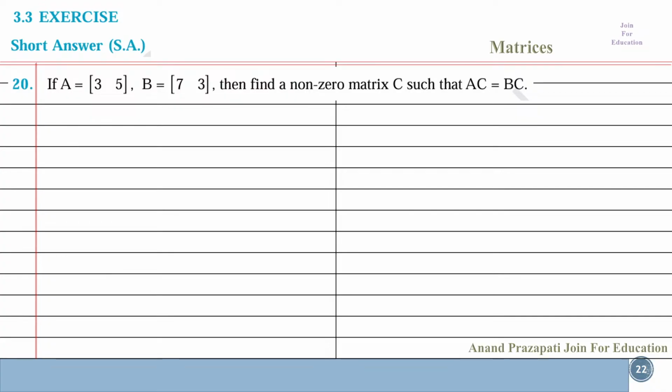Let's see question number 20. If matrix A is equal to 3, 5 are the elements of the first row of the matrix A, 7, 3 are the elements of first row of the matrix B, then find a non-zero matrix C such that product of AC equal to product of BC. Let's see the solution of this question.